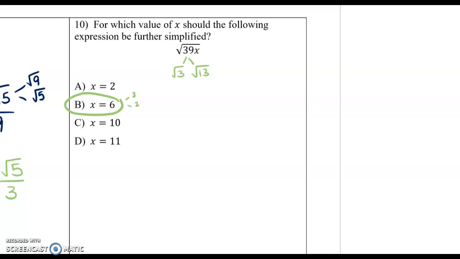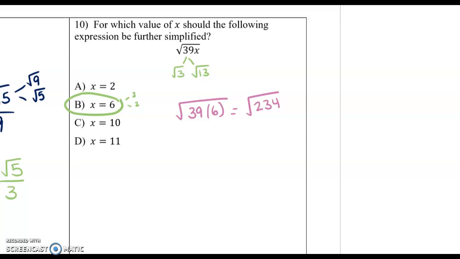So let's test this theory. I took the square root of 39 and multiplied it by x, which I'm going to say is 6. So 39 times 6 gives me the square root of 234.